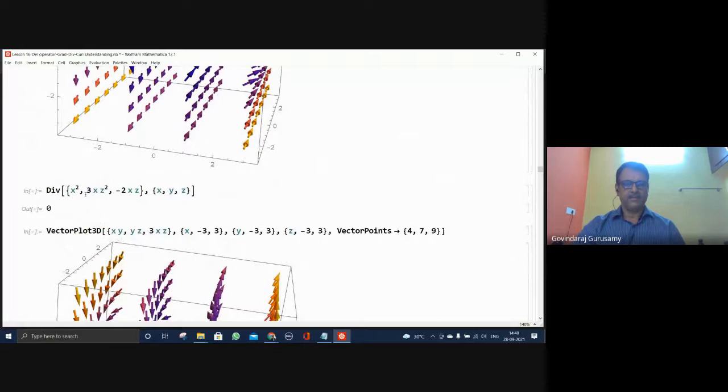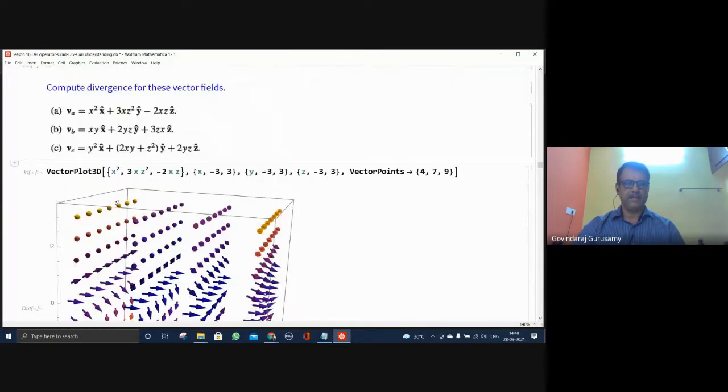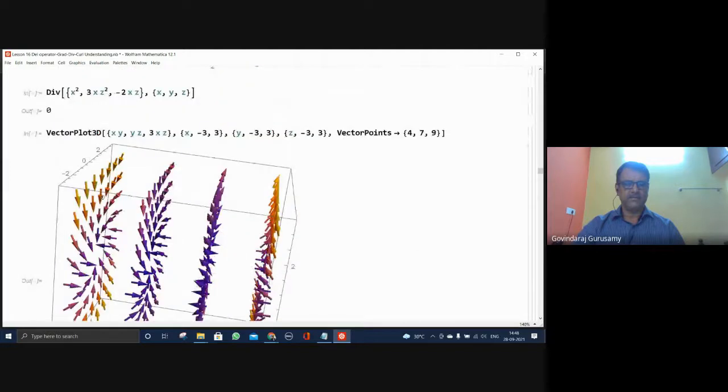I think something is wrong. I think I have done it. Oh, this is a different problem. And this problem, what is this one? Okay, I think this is different. This is different. x square, 3xz square, minus 2xy, right? That's right. And we have found that the divergence goes to 0. Then the second is xy and 2yz. That's missing here.